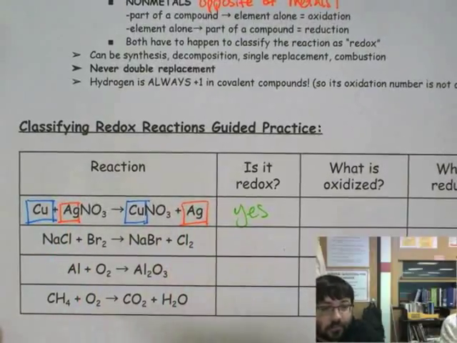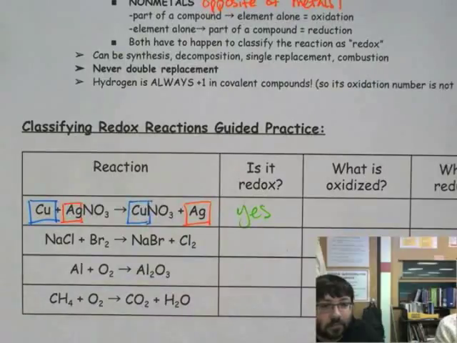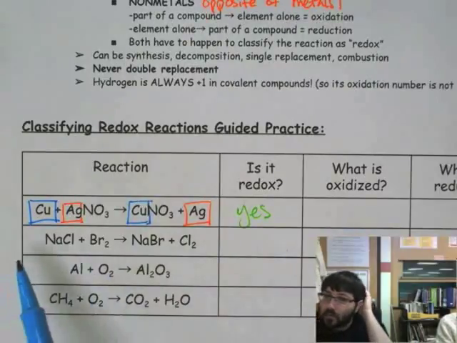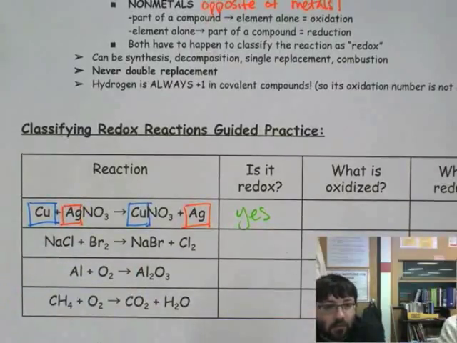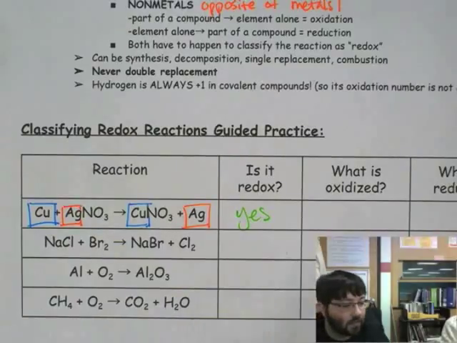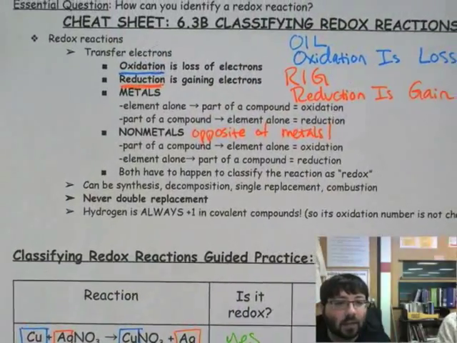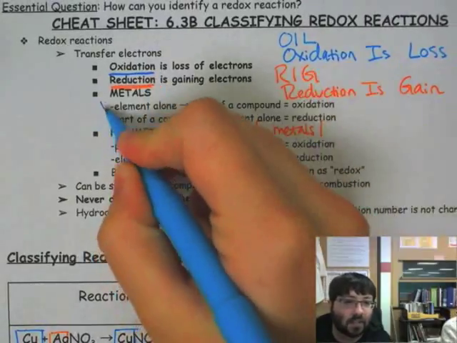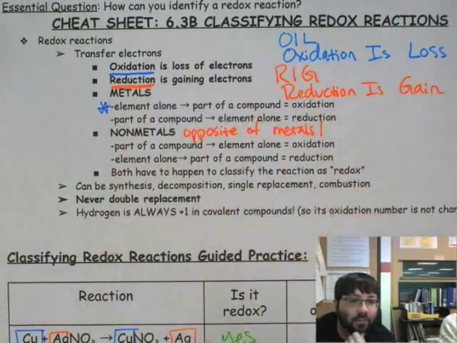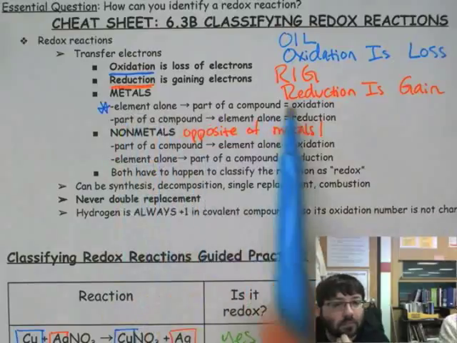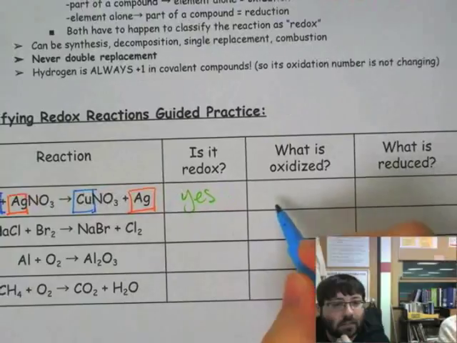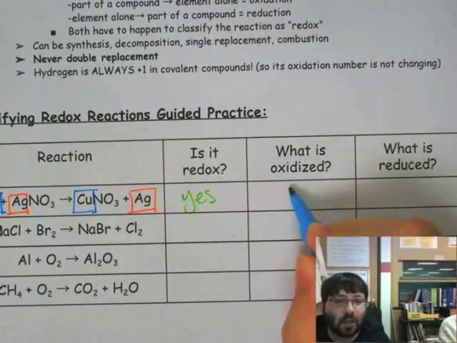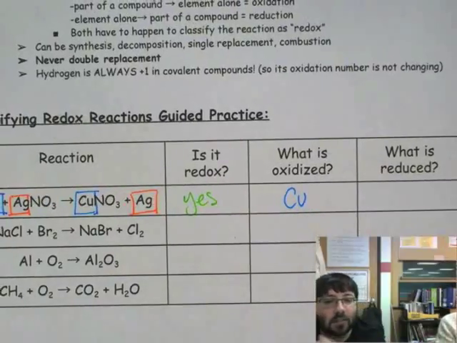And what is being oxidized? Which thing went from being alone to now part of a compound? Well, the metal went from being alone to in a compound. I think it said at the top, when metals do that, it is oxidized. So when metals are alone and then part of a compound, they are being oxidized. So we can go ahead and say that's being oxidized. What's being oxidized? The copper. Right. And then what's being reduced?